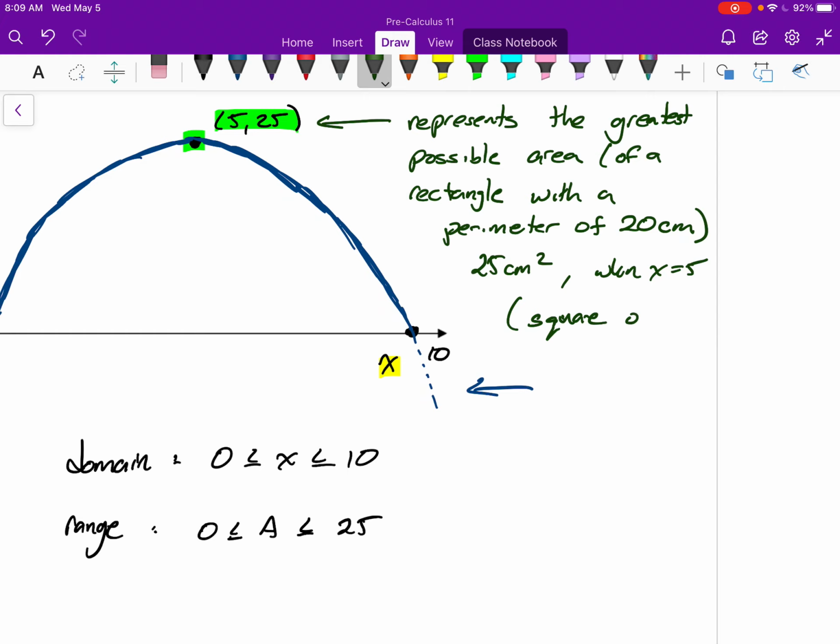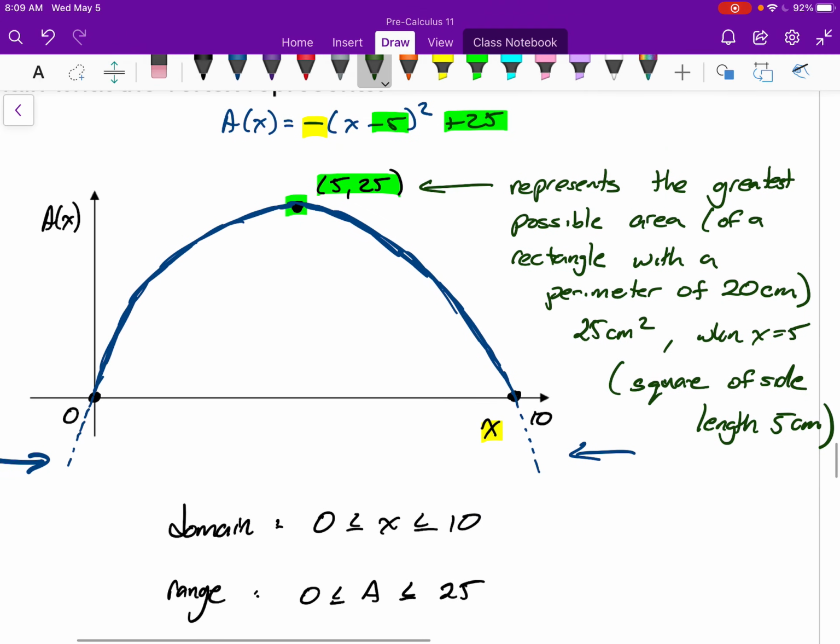A square of side length 5 centimeters. So the square is the most efficient use of the perimeter. It gives us the greatest possible area. And now I know that from looking at this. All right.